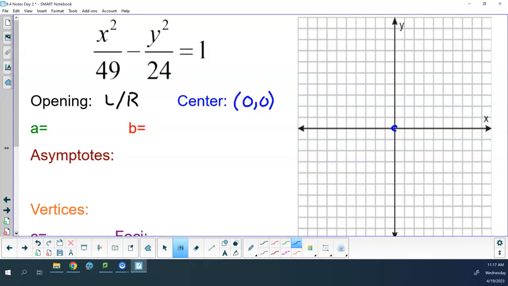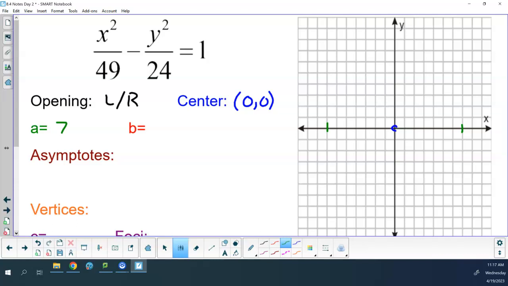What is my A value? 7. Underneath x squared is A, 7. That means I'm going to go left and right 7. 1 and 2, 3 and 4, 5 and 6, and 7. Put little dashes there.